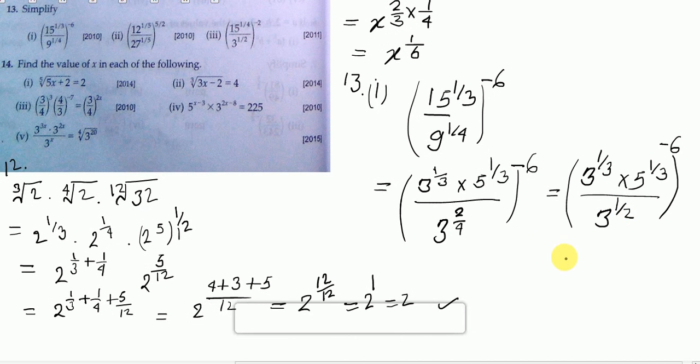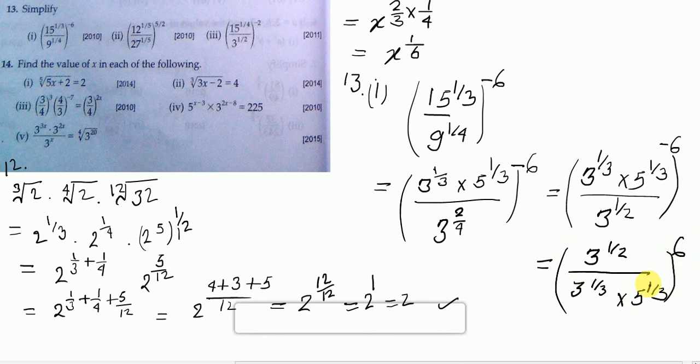Equal 3 raised to the power 1 by 2 and 3 raised to the power 1 by 3 into 5 raised to the power 1 by 3, and whole raised to the power plus 6. The minus 6 will change to plus 6 because I changed the numerator to denominator and denominator to numerator.